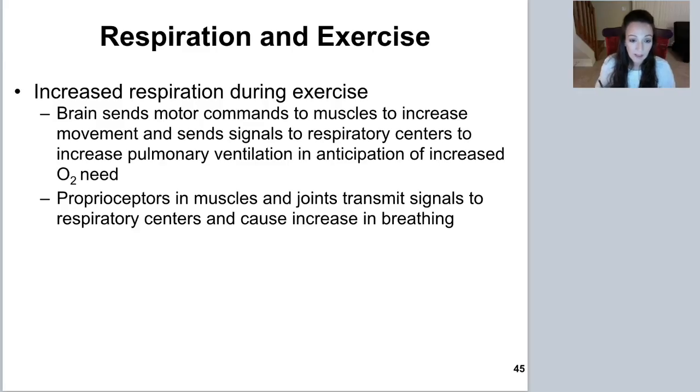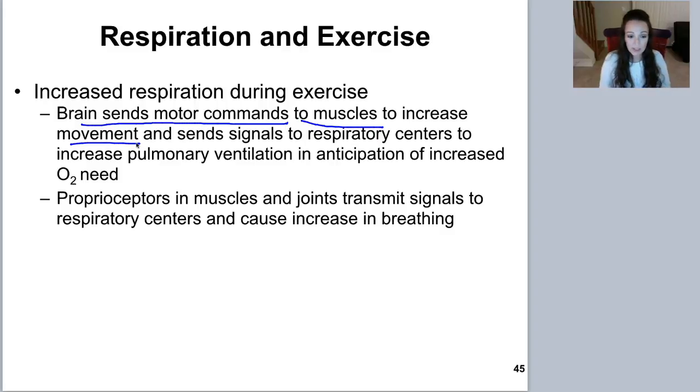All right, and then the final thing I want to talk to you about here is respiration during exercise. So the reason our ventilation rate increases during exercise is because our brain is sending motor commands to our muscles to increase our movement, okay? And so our muscles are moving more, all right?